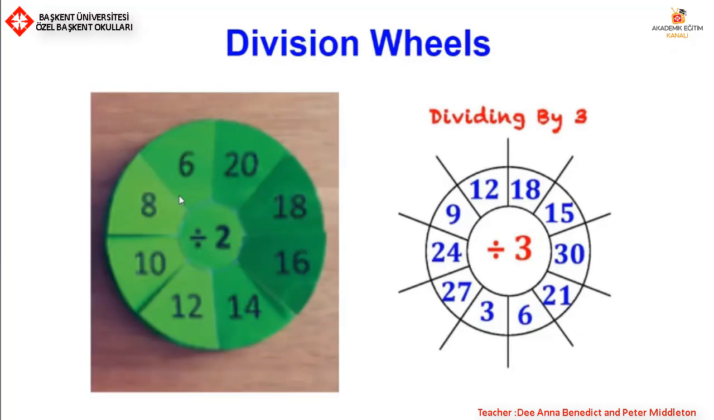We can also use division wheels to help us with our division. You can see on the left, this is an example of a division wheel with the answers underneath the flaps. So on the left it's divided by 2, on the right it's divided by 3. What are these numbers when you divide them by these numbers? Can you make your division wheel?